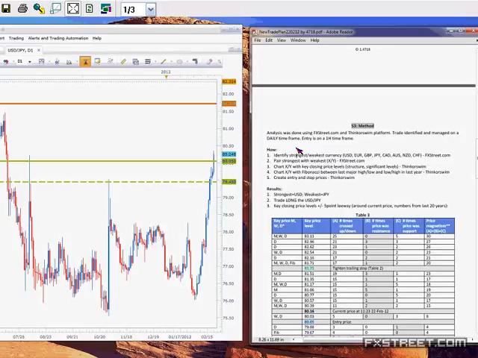Okay, let's see. Let me just move this a little to the side and let me read his plan first properly. Entries on a 1 hour time frame. Okay, identify strongest, weakest currency. That's a good approach.